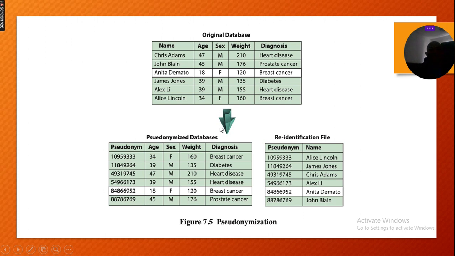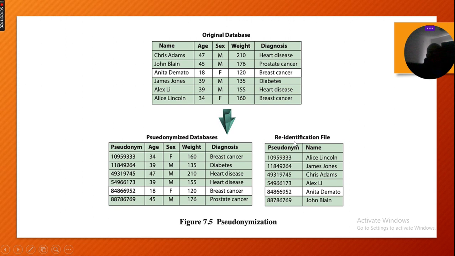But this is what we do when we are carrying out de-identification. We remove their names, and we put what we call pseudonyms. Pseudonyms are like serial numbers for identifying these people. So we put pseudonyms, and then you see their age, their disease, and so on. Then we can publish this de-identified or pseudonymized database. We can publish this type, so nobody knows who owns this information.